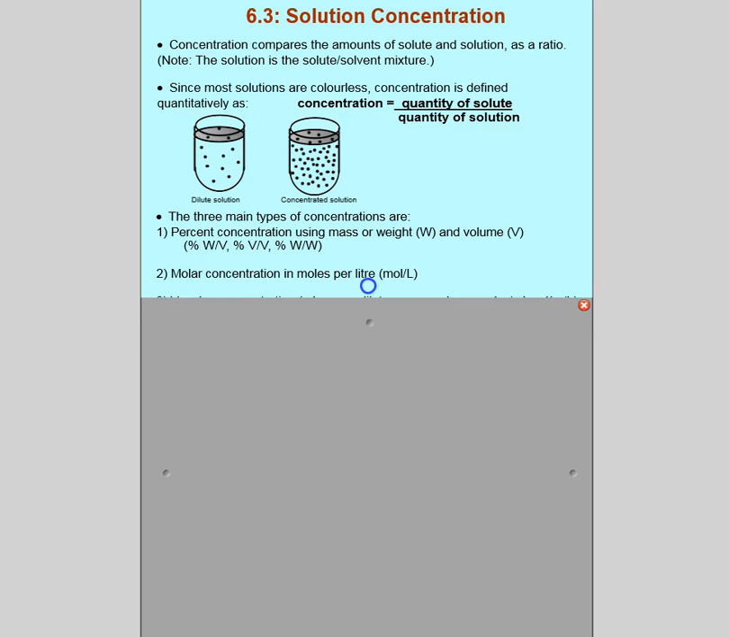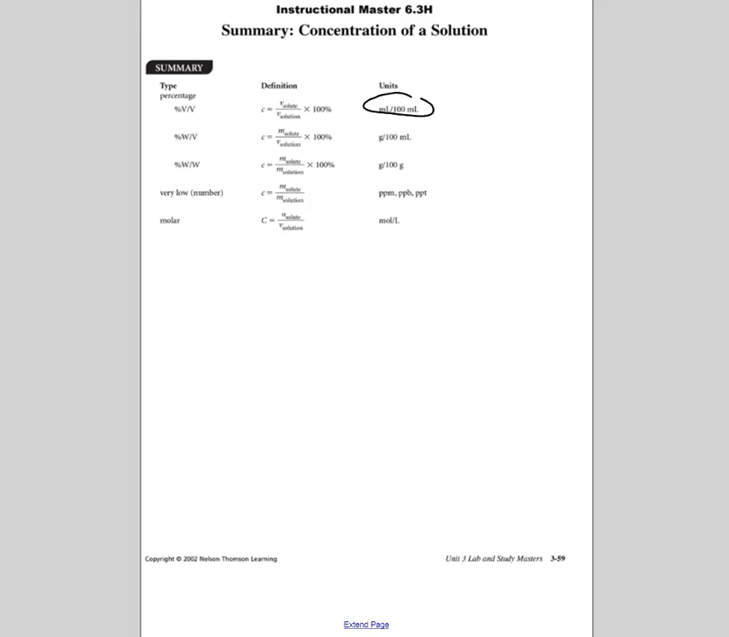So molar concentration we may have encountered before in this course. We're very familiar with the mole. And so molar concentration is simply defined as the number of moles in a liter of solution. So concentration equals n over V is going to be the summary formula for molar type. And in this case, you may have different units. You may see millimoles per liter, depending on how dilute the solution is.